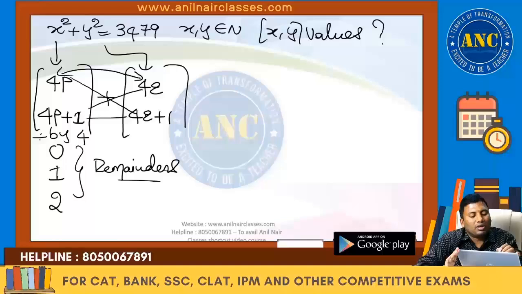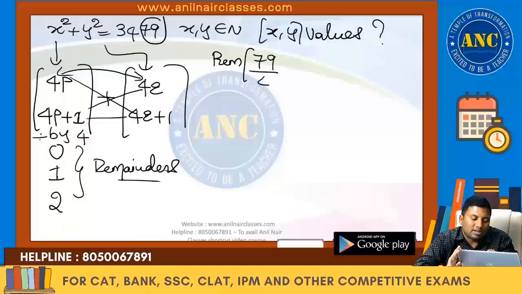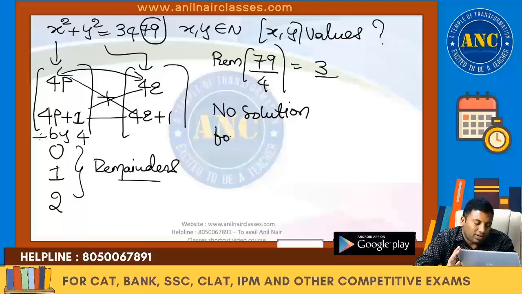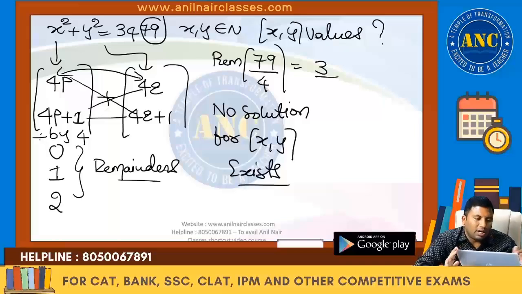But according to the right hand side, 3479, when divided by 4, 4 nineteens are 76, what is the remainder? 3. Only remainders 0, 1, 2 are possible. So no solution for x comma y exists. I hope the idea is clear.